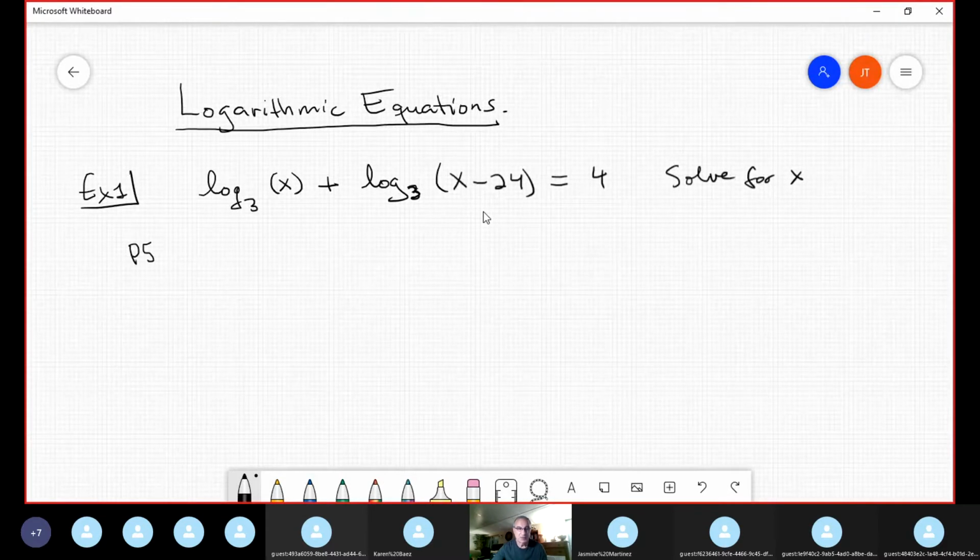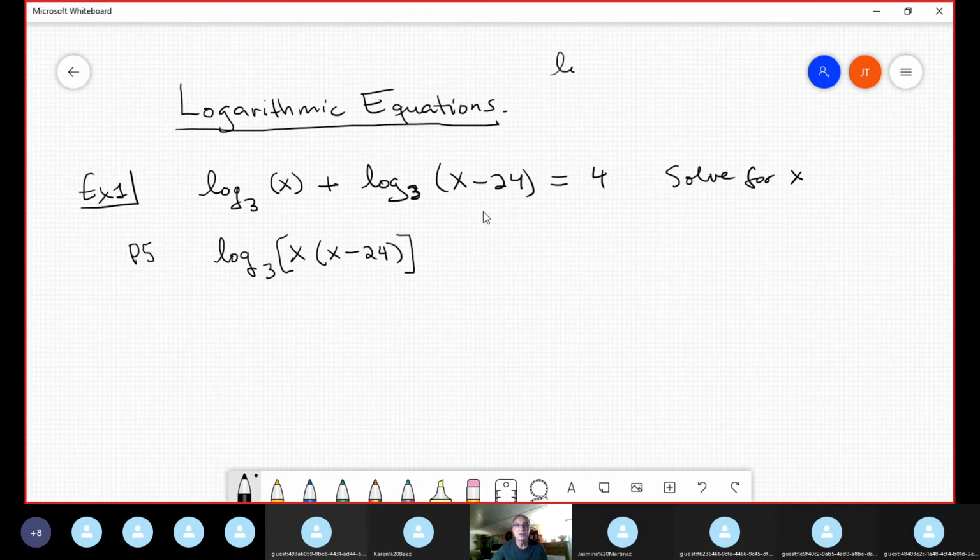Property number 5 says that when you have a plus between logarithms, it is multiplication. So you write the word log only one time, base 3, of the multiplication: x times x minus 24. And don't forget the parentheses. These parentheses are the notation of the log. I don't care if inside we have another grouping symbol, parentheses or square brackets, whatever, then equals 4.